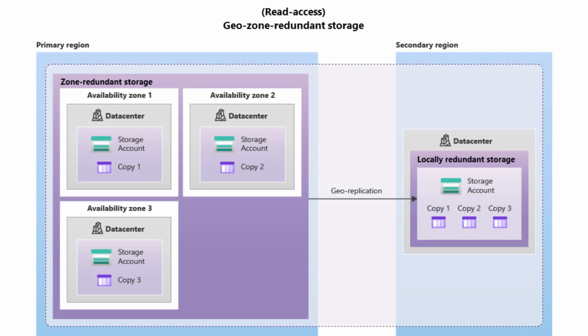Read access to data in the secondary region. Geo-redundant storage with GRS or GZRS replicates your data to another physical location in the secondary region to protect against regional outages. However, that data is available to be read only if the customer or Microsoft initiates a failover from the primary to secondary region.